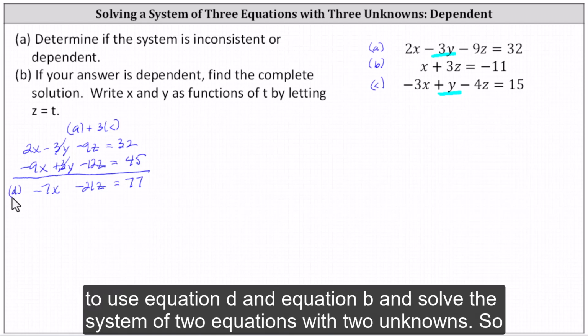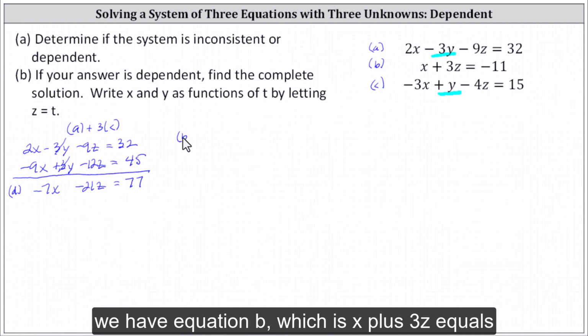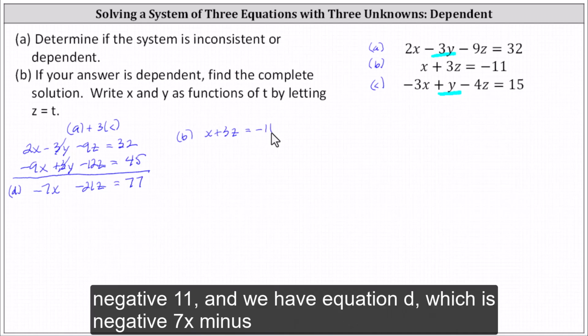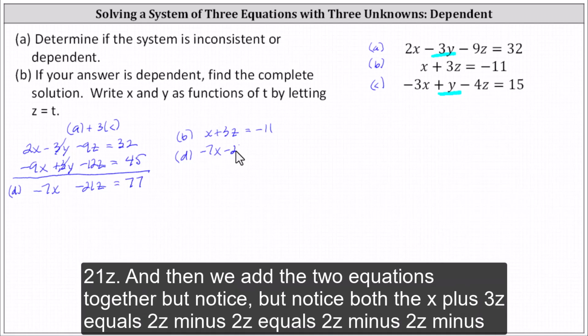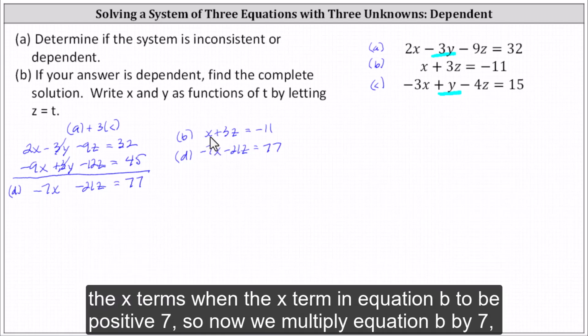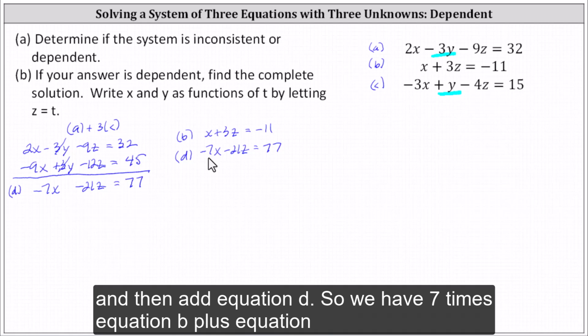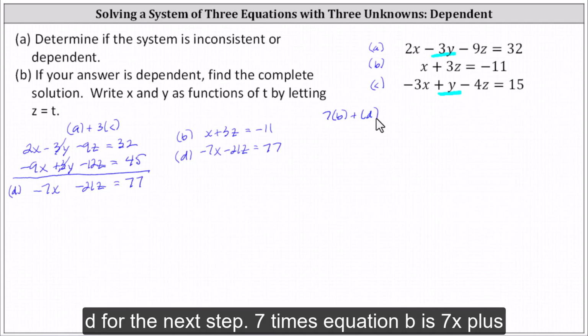And now we're going to use equation D and equation B and solve the system of two equations with two unknowns. So we have equation B, which is x plus 3z equals negative 11. And we have equation D, which is negative 7x minus 21z equals 77. Let's eliminate the x terms. To eliminate the x terms, we want the x term in equation B to be positive 7. So now we'll multiply equation B by 7 and then add equation D. So we'll have 7 times equation B plus equation D for the next step.